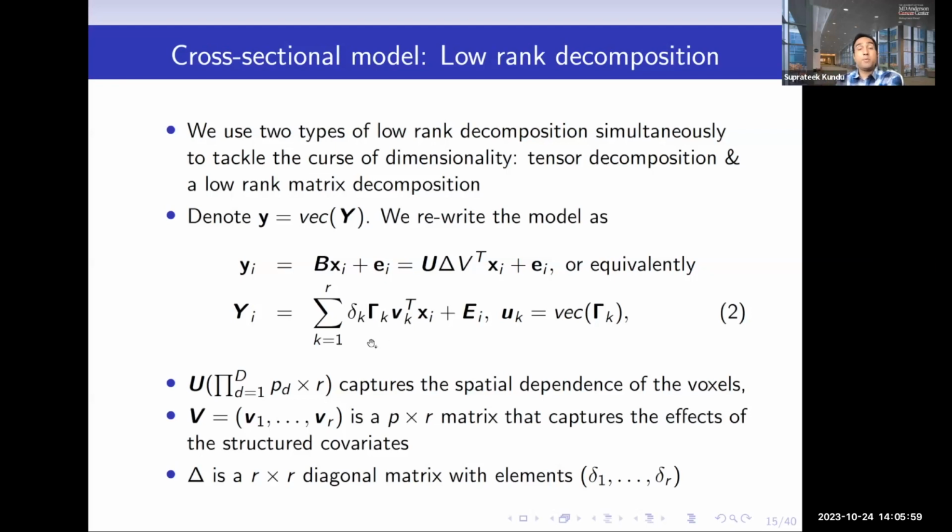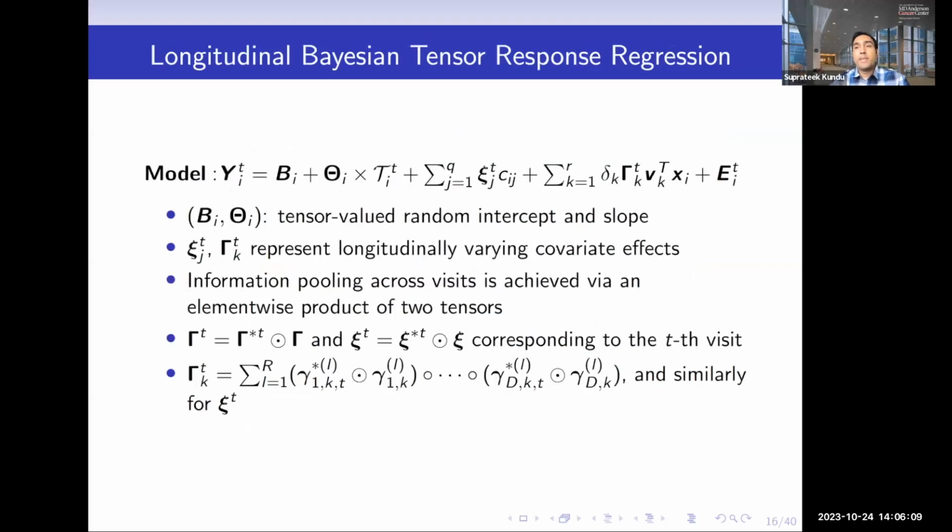So again, our paper has more details, and we can send you the preprint. But essentially, if you take my word for it, this is a massive dimension reduction. Now that's the cross-sectional model. And then moving on to the longitudinal model, which is really our main focus for this paper.